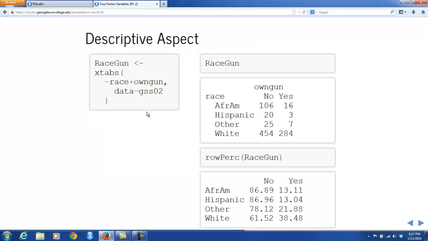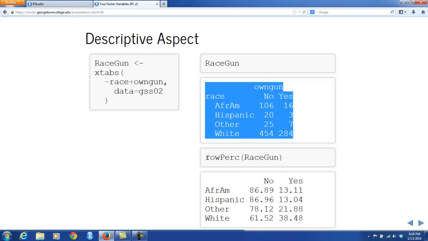Now, these are two categorical variables. Race, in this study, had 4 possible values: African American, Hispanic, white, and then all the other races were lumped together as other. Own gun had 2 possible values: no and yes. So we can make a two-way table to study the relationship. We think of race as the explanatory variable in this situation and own gun as the response. So we put race first. And here's our two-way table.